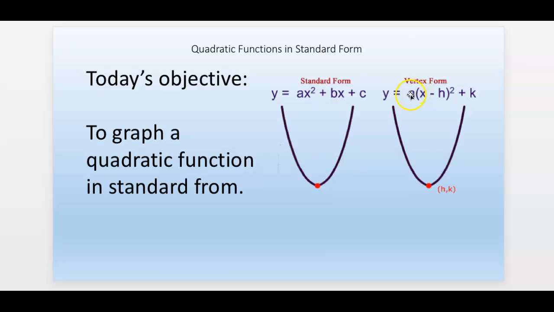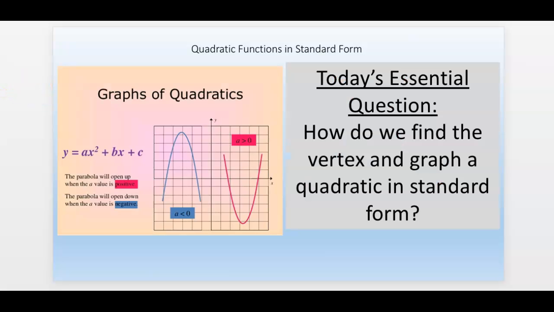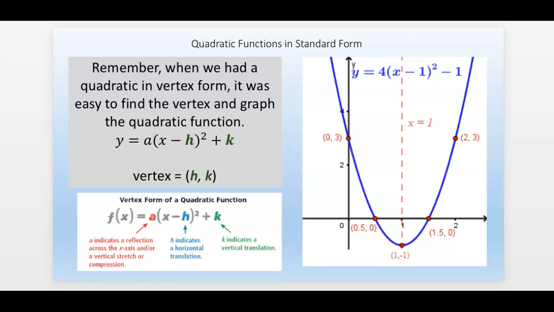Earlier in this week, we looked at vertex form. It looks like this. The a is the same, but in this case, the h and the k show you the vertex. In today's essential question, how do we find the vertex and graph a quadratic in standard form? Again, remember when a quadratic is in vertex form, it was pretty easy to find the vertex and graph the quadratic function because the h and k are readily displayed there. And the vertex is (h, k).